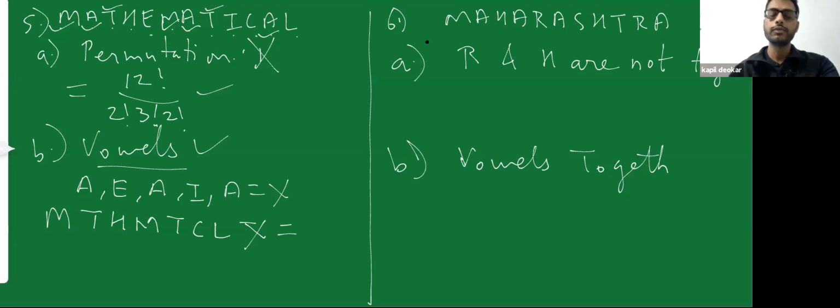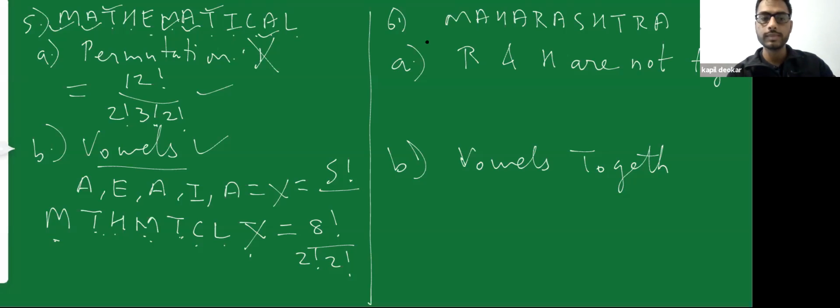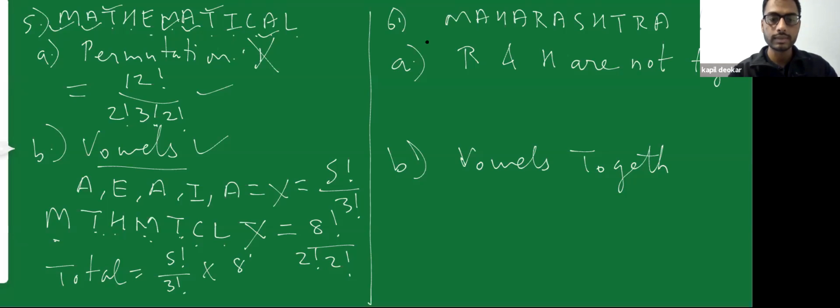So how many units are there now? If you consider vowels to be together, I'm having 1, 2, 3, 4, 5, 6, 7, 8 units. So that can be arranged in 8 factorial ways. But M is repeated twice and T is also repeated twice. So I'll have to divide by 2 factorial and 2 factorial. And how many ways can I arrange this letter X or vowels? So 1, 2, 3, 4, 5 vowels. They can be arranged in 5 factorial ways, but A is repeated thrice, so I'll divide by 3 factorial. So I can say that my total is equal to 5 factorial by 3 factorial multiplied with 8 factorial by 2 into 2.